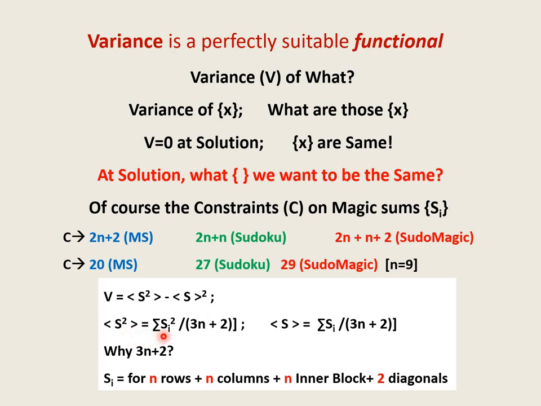s square average, the sum over square of si by 3n plus 2, and similarly s average. And why 3n plus 2 is obvious. I am handling the magic Sudoku, that is 3n plus 2. So how many constants? 3n plus 2. So you have to divide it by 3n.